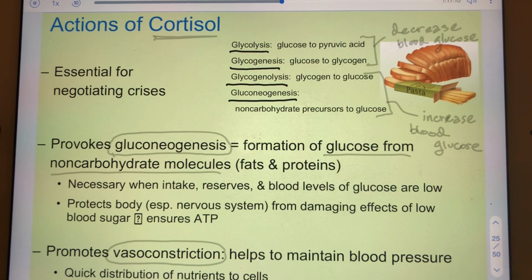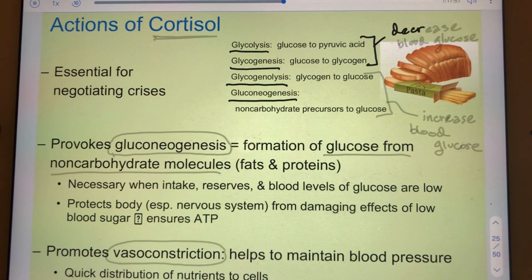Gluconeogenesis is the production of glucose from non-carbohydrate sources. And here's kind of a nice take home. If we're converting glucose to pyruvic acid, are we increasing or decreasing blood glucose? Decreasing, because we're spending it. If we're converting glucose into glycogen, are we increasing or decreasing blood glucose? We're decreasing.